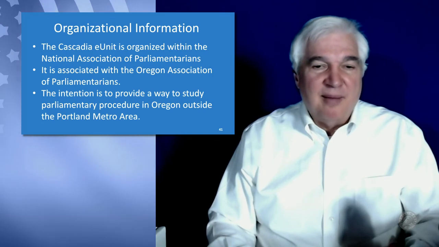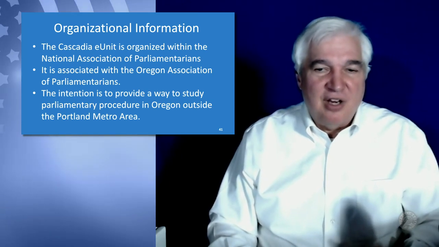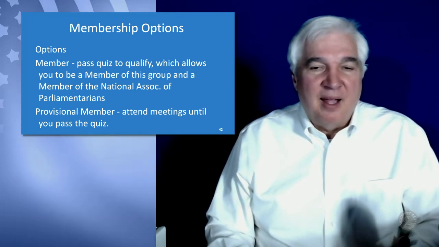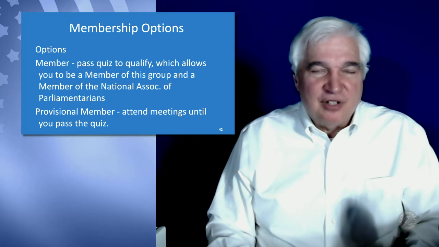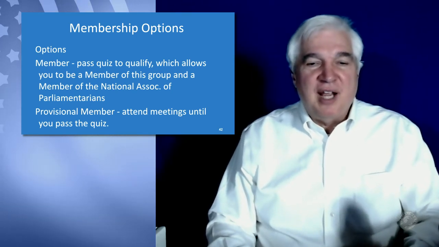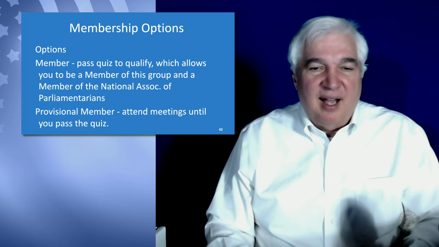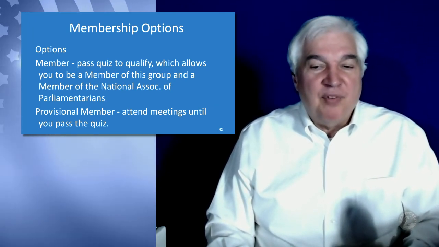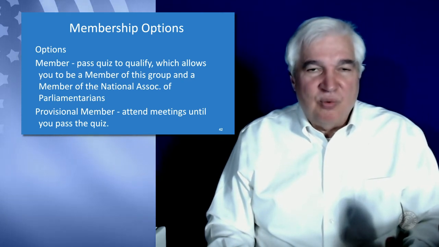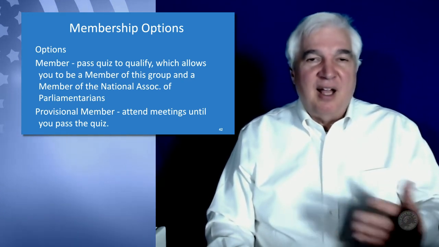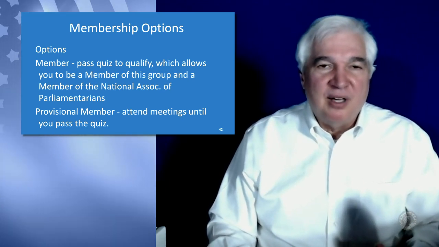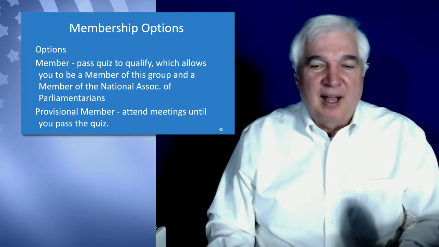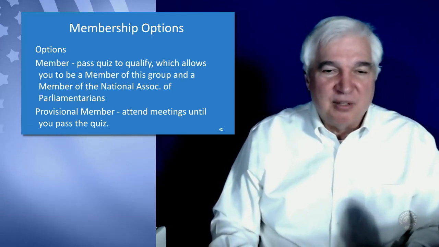Your membership options inside the Cascadia unit: you can become a member. There's a quiz administered by the National Association of Parliamentarians. And so you take their quiz, which is 40 questions, and pass it, and then you can become a full-fledged member. You can become a provisional member. That's without actually passing the test, but joining to be a member and receive notices and participate in the meetings. And then you're a provisional member until you pass the quiz and become an actual member.